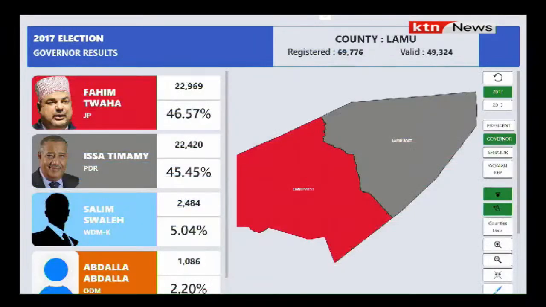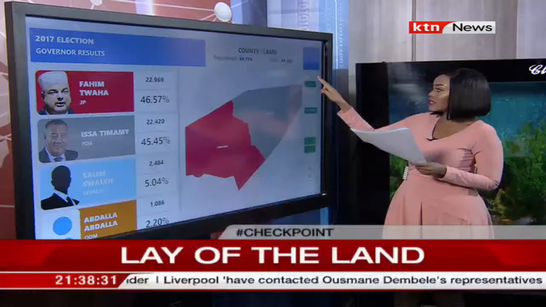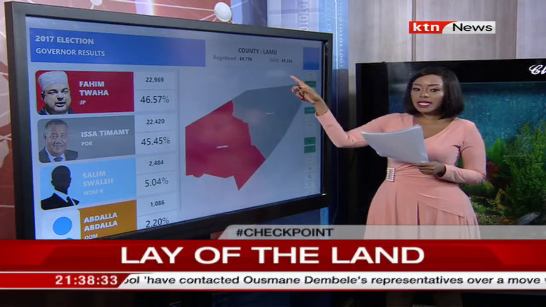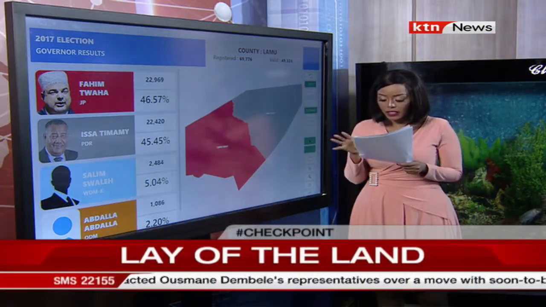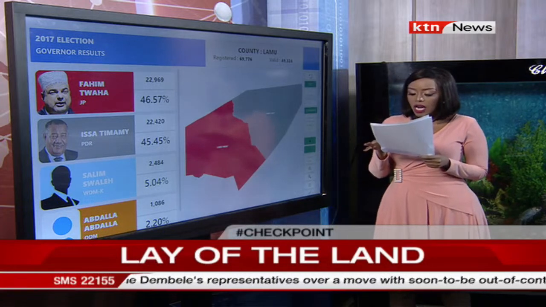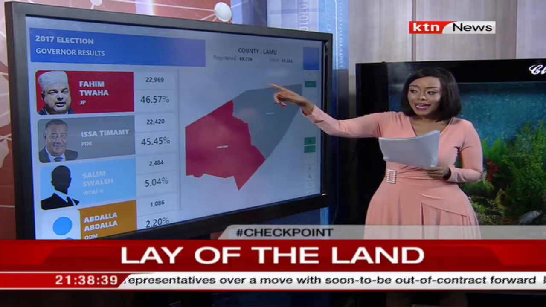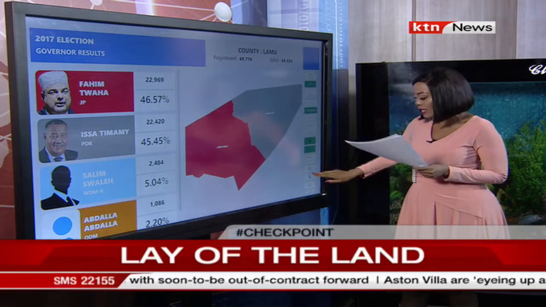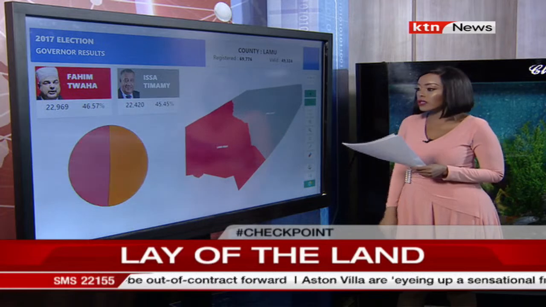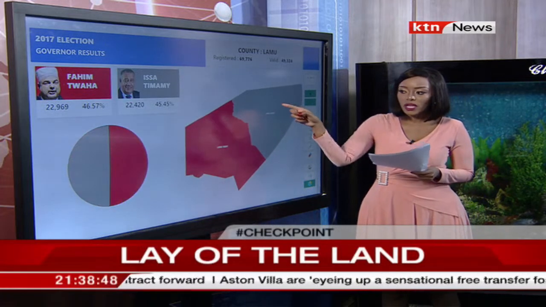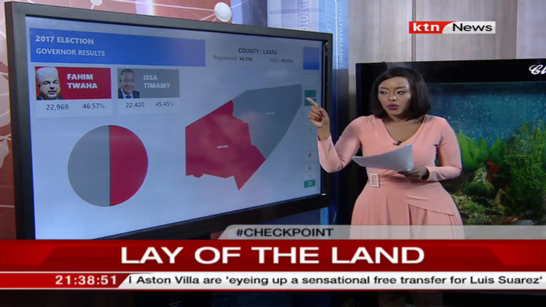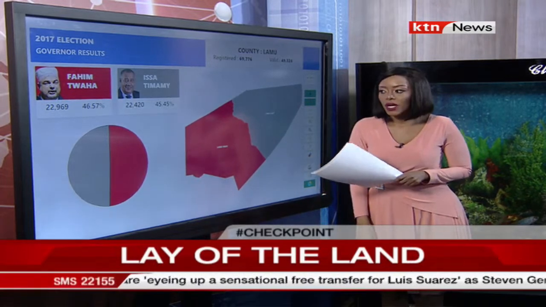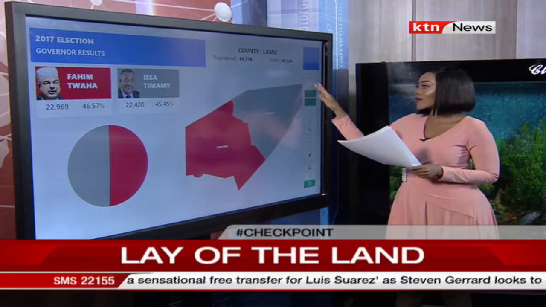And again, in the August poll, these two men will be facing off in this election. And you look at the registered numbers there, 69,776. They now stand at 79,156. But again, what I was showing you in the county before, Tana River, also in Lamu, it is that splitting down the middle of the vote, because you see 22,969 and 22,420 is how it fared. So very interesting races to watch.